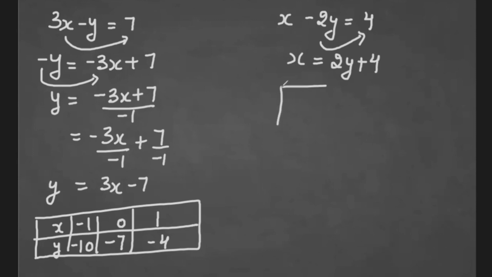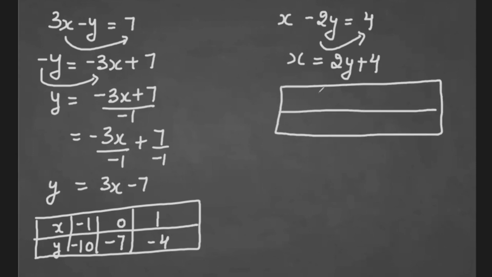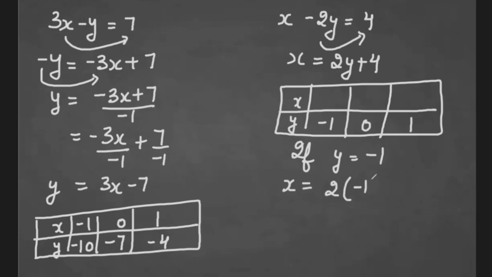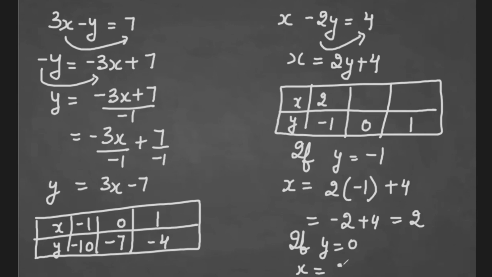To make the table for this equation, we will consider the values of y. We'll write x and y. Again, we will take three values of y. Let it be negative 1, then 0, then 1. If y is equal to negative 1, x will be equal to, in place of y, 2 times negative 1 plus 4. We'll get negative 2 plus 4, which is equal to 2. Then if y is equal to 0, x is equal to 2 times 0 plus 4, which is equal to 4. When you substitute the value of y as 1, you will get 6. So our table is ready.